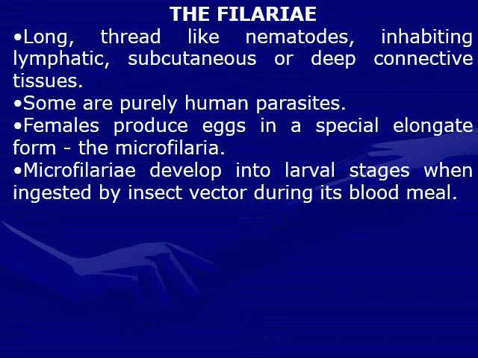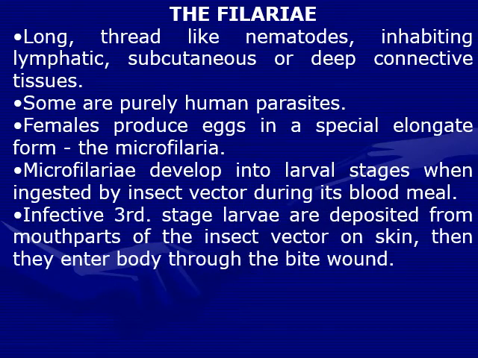Microfilariae develop into larval stages when ingested by the insect vector during its blood meal, and the infective third stage larvae, which eventually occur in the insect vector, are deposited from the mouth parts of this insect vector on the skin when the vector takes the next blood meal. They enter the body through the bite wound made by the insect.